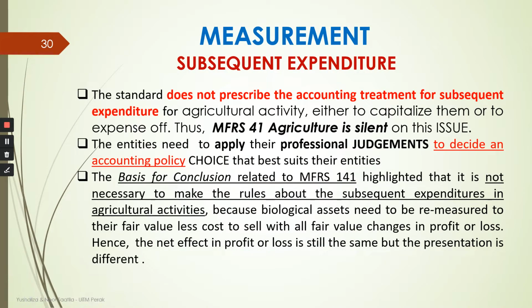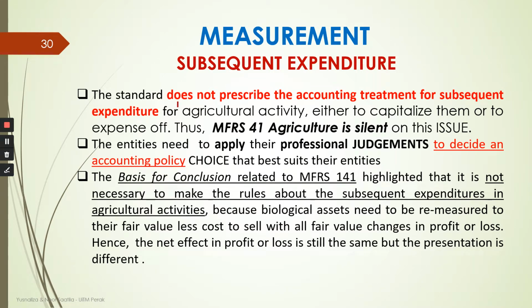Next, subsequent expenditure. Subsequent expenditure is expenditure incurred after the initial recognition of the biological asset. After you have recognized the biological asset, you incur some other expenditure over the life of the biological asset, let's say mango trees. You also need to incur certain costs or expenses to make sure that the mango trees are managed in proper working condition.